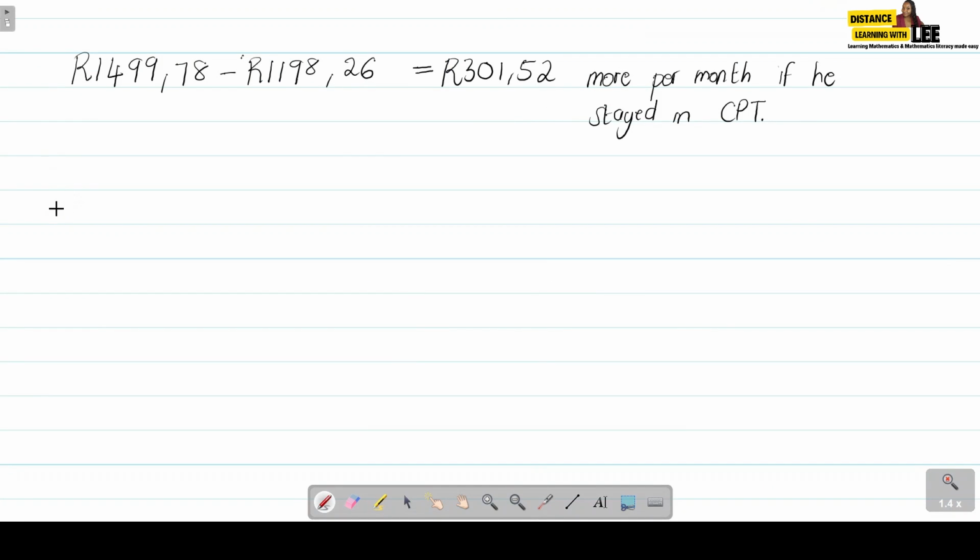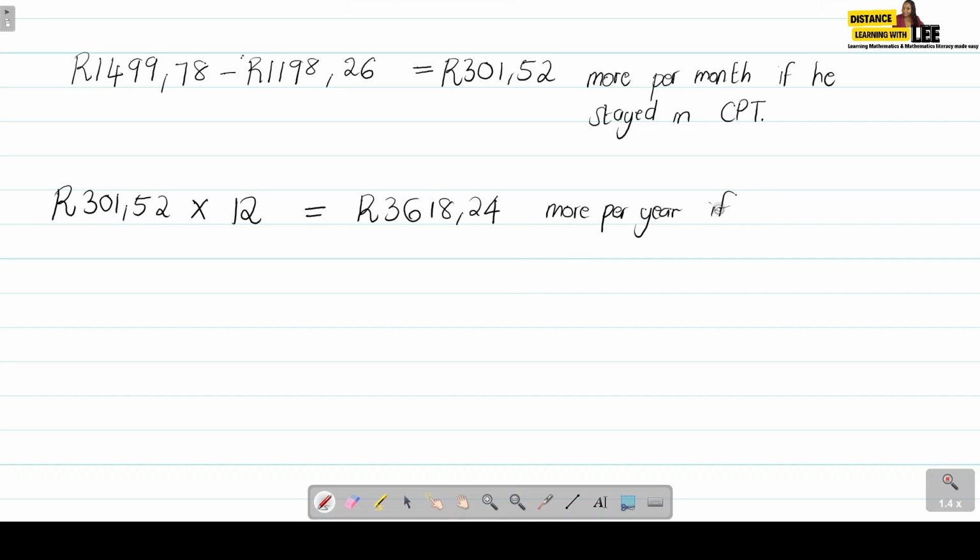So to get how much more he would pay per year, you need to take that 301.52 and you need to multiply it by 12 months, okay? Because we've got 12 months in a year, okay? And if you do that, you'll find that he will pay 3,618 rand and 24 cents more per year if he stayed in Cape Town, right?